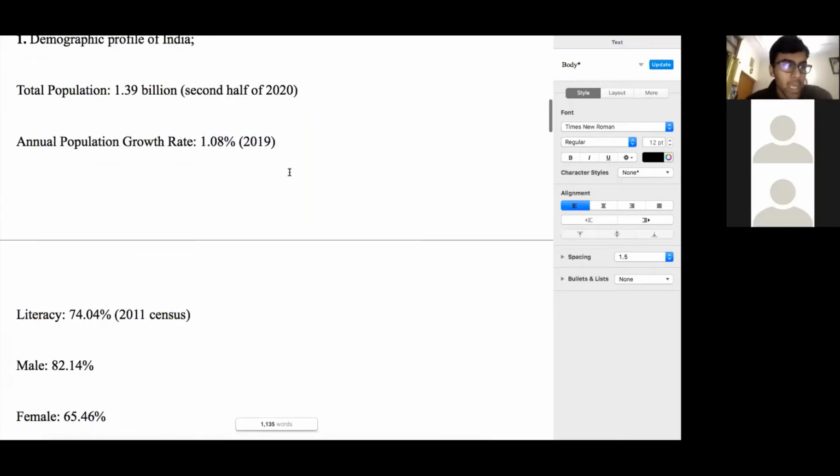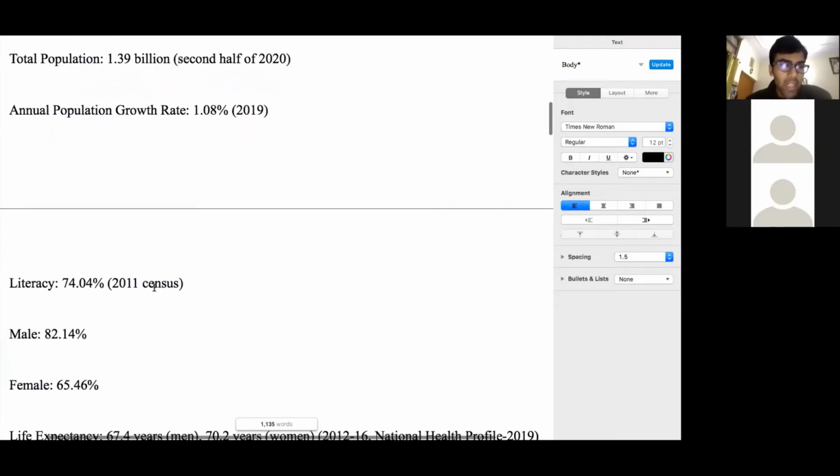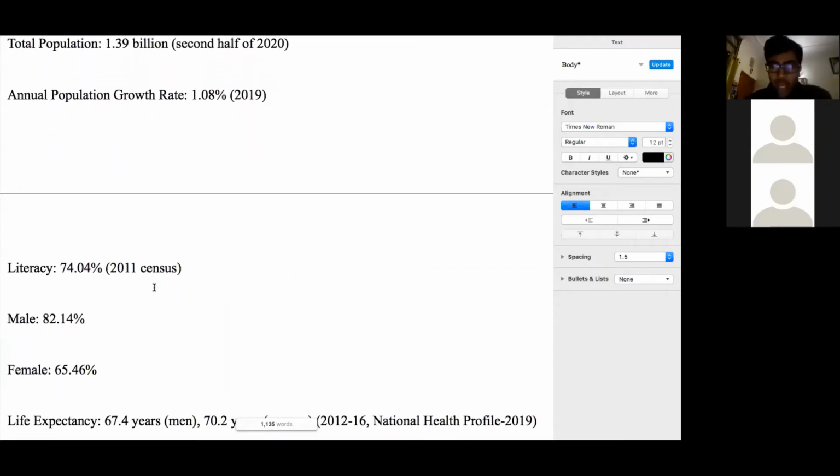Then literacy. Now again, it is very difficult to measure literacy because on a pan-India basis, that is across the country, literacy is measured only once every 10 years, that is when the census is held. The last time literacy rates were measured on a whole countrywide basis was in the 2011 census, and at that time literacy rates were 74.04%, out of which males were 82.14% and 65.46% was the literacy rate for females.